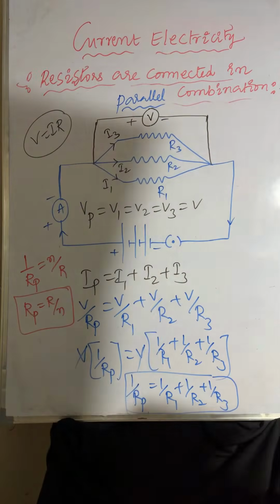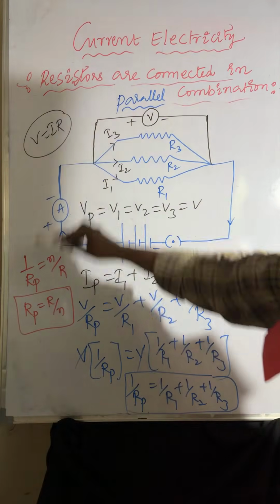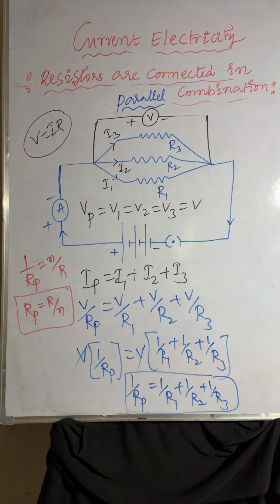From Ohm's law, V equals IR, so I equals V by R. So we can substitute: V by Rp equals V by R1 plus V by R2 plus V by R3. V I am taking common because in parallel combination, the potential difference is the same. That's why I am taking common. So 1 by Rp equals 1 by R1 plus 1 by R2 plus 1 by R3.